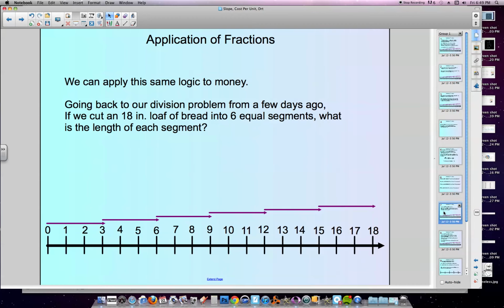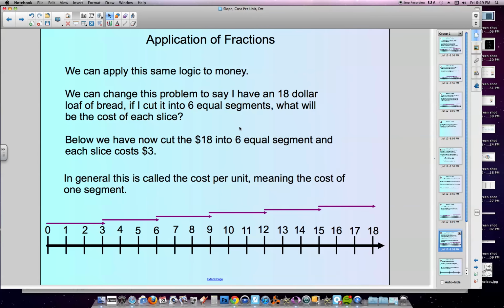We can apply the same logic to money. Let's say that instead of an 18-inch loaf of bread in 6 equal segments, I have an $18 loaf of bread, and I cut it into 6 equal segments. What's the value of each slice? If the entire bread is $18, then I need to break that into 6 equal parts, which would be 3, right? 3, 6, 9, 12, 15, 18. It means each slice costs $3.